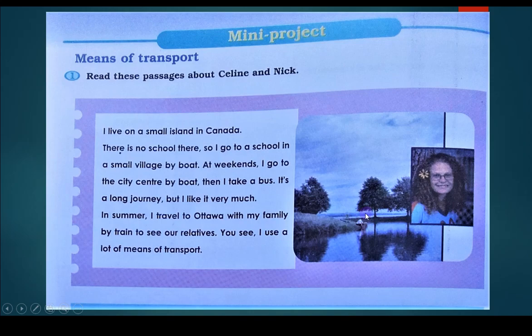Why? Because the picture gives us an idea about the passage.